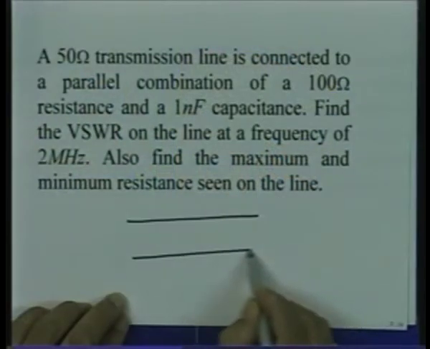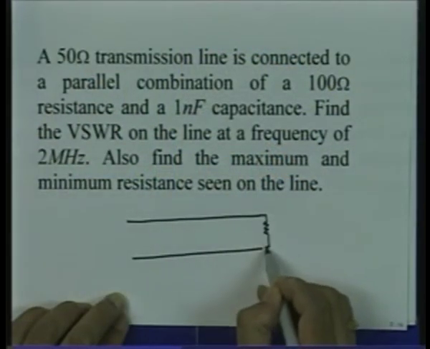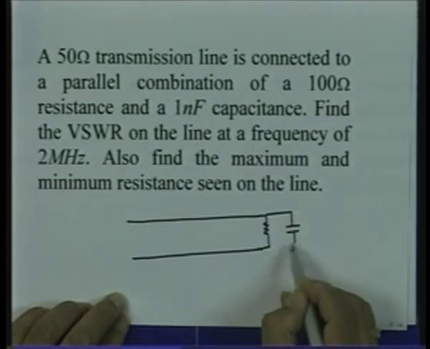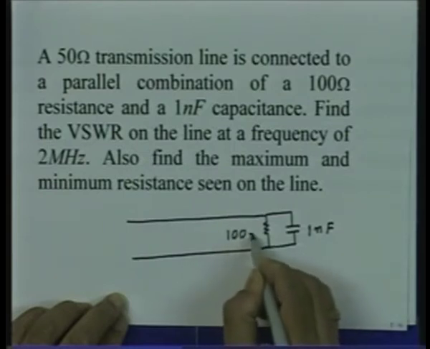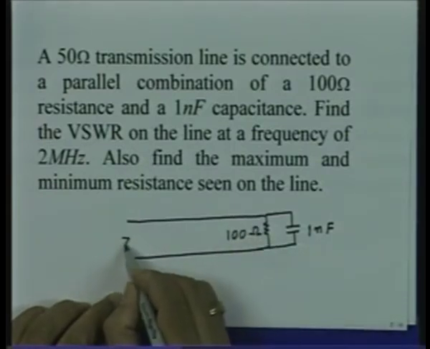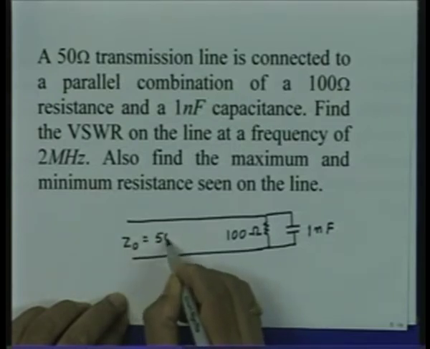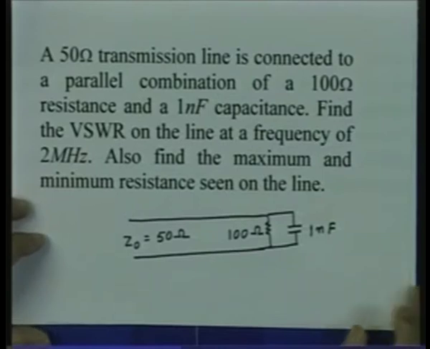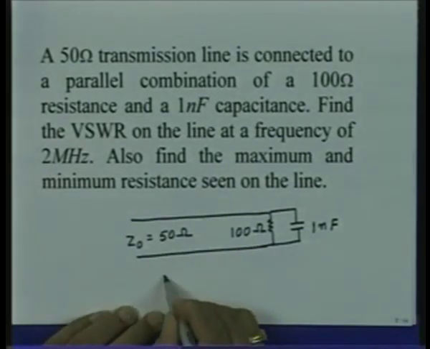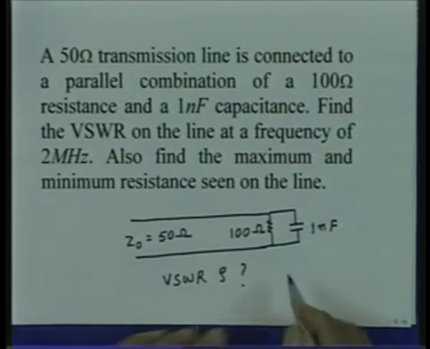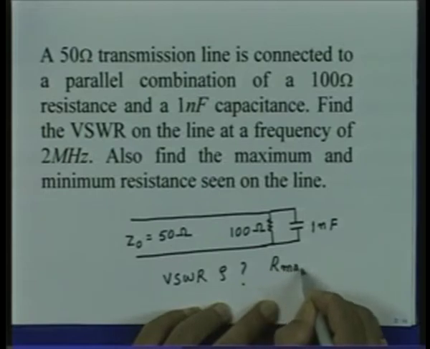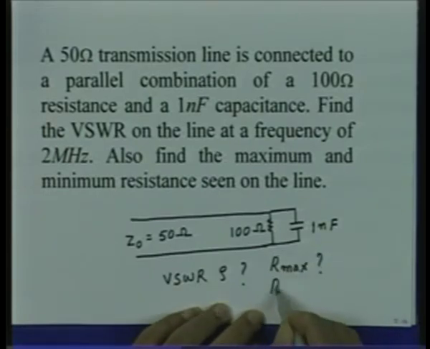Again we proceed the same way. So, the problem we are having is a line which is connected to a resistance of 100 ohms and a capacitance of 1 nanofarad. So, this is 1 nanofarad, this is 100 ohms. The characteristic impedance of the line Z0 is given as 50 ohms. So, we have to find out the quantities VSWR rho and R max and R min.